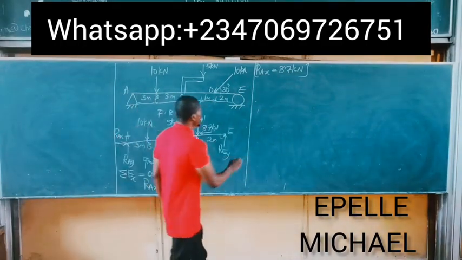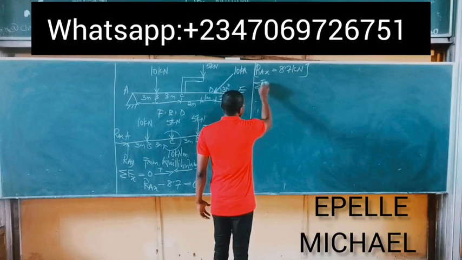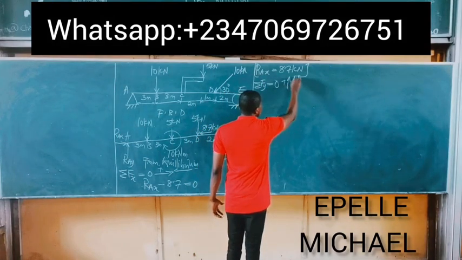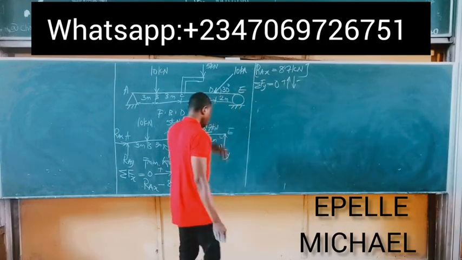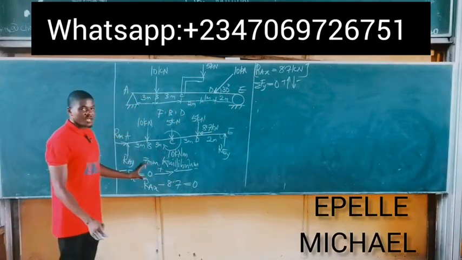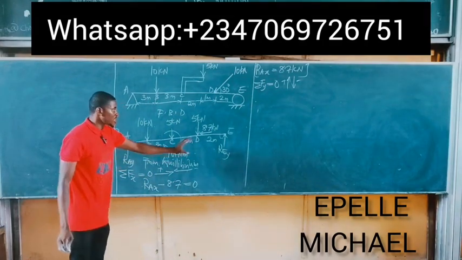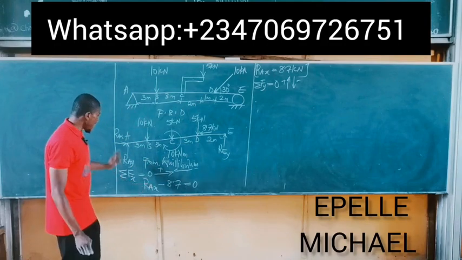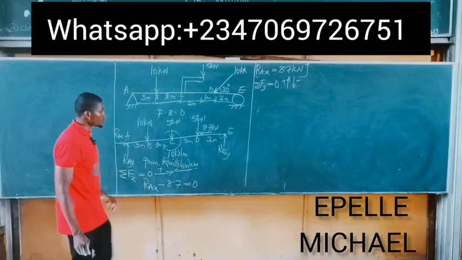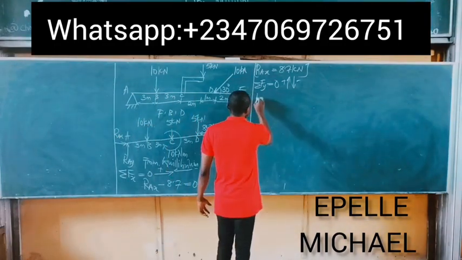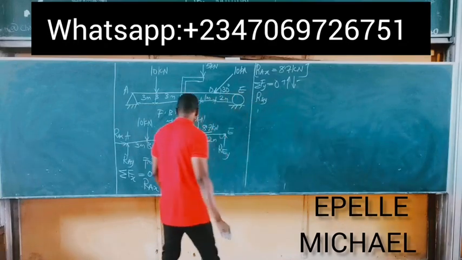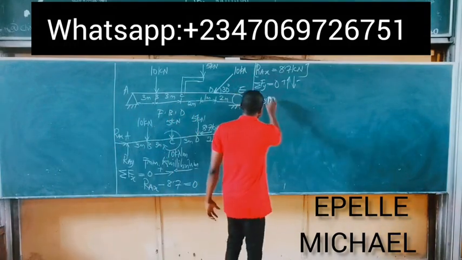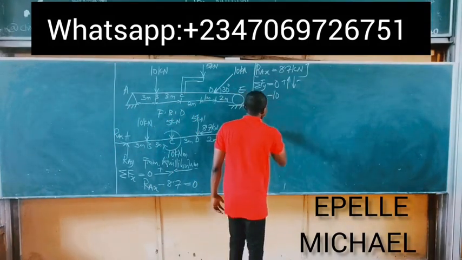Next equilibrium law, summation of vertical forces, summation Fy equals 0. We consider upward force to be positive, downward force to be negative. So we look at the beam, summing the entire force pointing upwards and downwards on the beam. At A, we have RAY pointing upwards. You pick it out, it's positive. Simply RAY. At B, we have 10 kilonewtons force acting downwards. So it becomes minus 10.